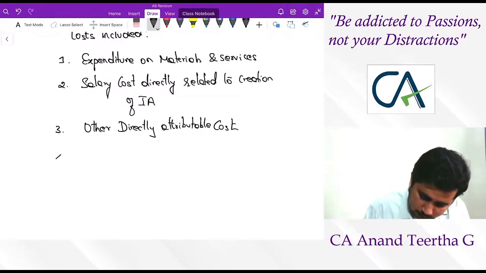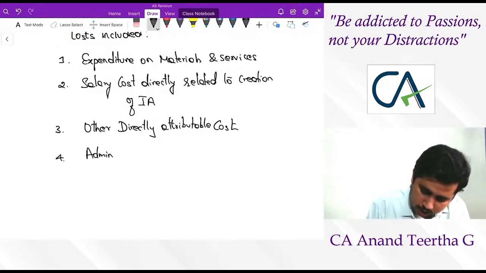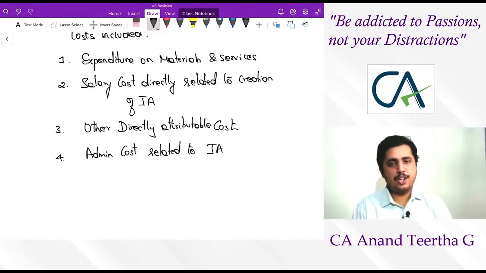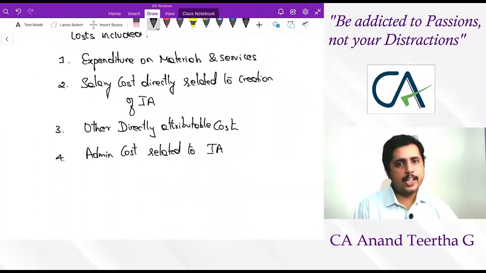Then fourth, admin cost related to intangible asset. Okay, first, expenditure on materials, if at all you use something. After that, salary cost. For example, say software is supposed to get generated, software engineers are needed, for them you pay salary, that is allowed. The time they have put in for the generation of the software, that salary will be allowed for capitalization.